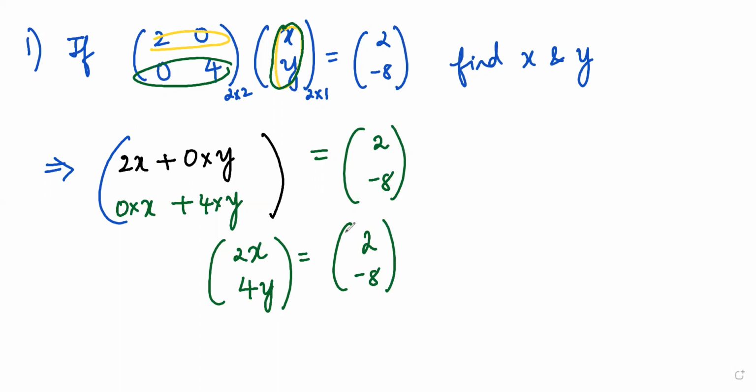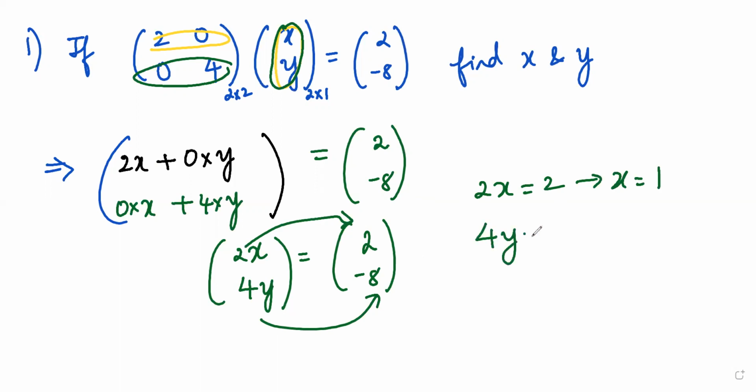So obviously here you have to equate the corresponding coefficients. You get 2x is equal to 2, isn't it? Equate this with this and this with this, which gives you x is equal to 1. And 4y is equal to minus 8, as in y is equal to minus 8 upon 4, which is negative 2. Okay, let's move on.